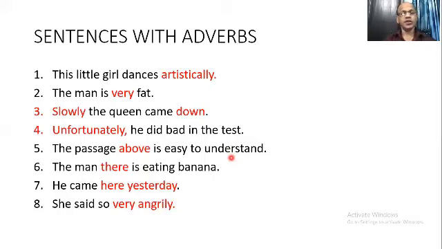The man there is eating a banana. There is an adverb. He came here yesterday. Here and yesterday are adverbs here. He said so very angrily. Very and angrily are adverbs here in the sentence. So all these adverbs you see can be used as modifiers. These adverbs can modify a verb, adjective, or adverb, and they can show time, place, etc.